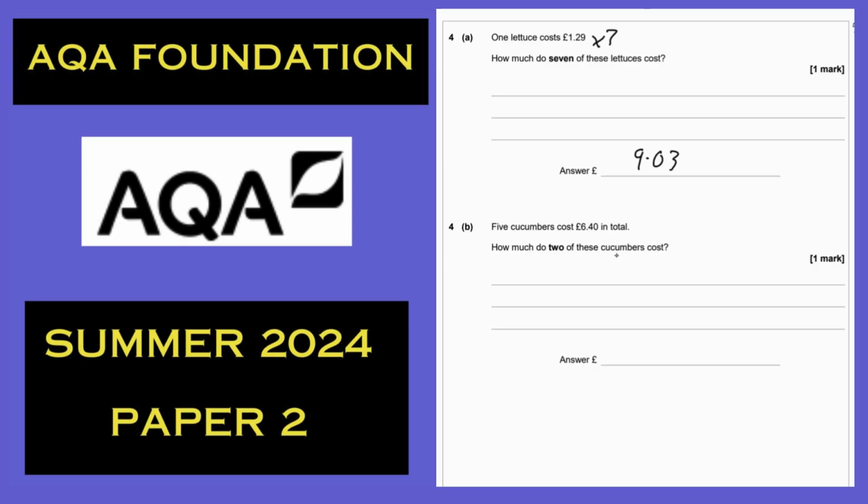5 cucumbers, there's your total. Again, no need to use all that space. Don't know why they're bothering. Finding divide by 5 will find you the cost of 1. And the only bit you need to write down, well, you don't even need to write it down, because as long as you get £2.56, you'll get the marks and you can move on.